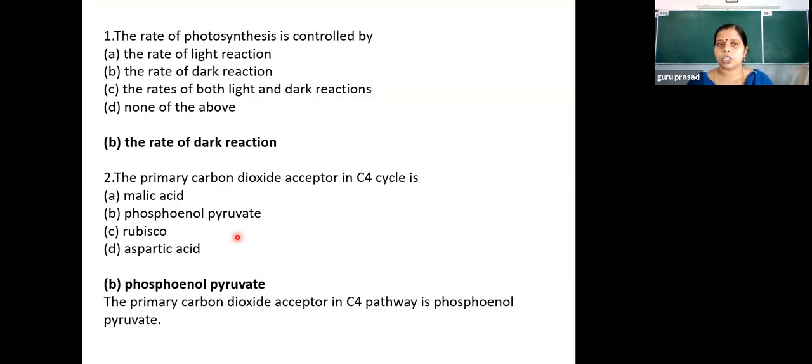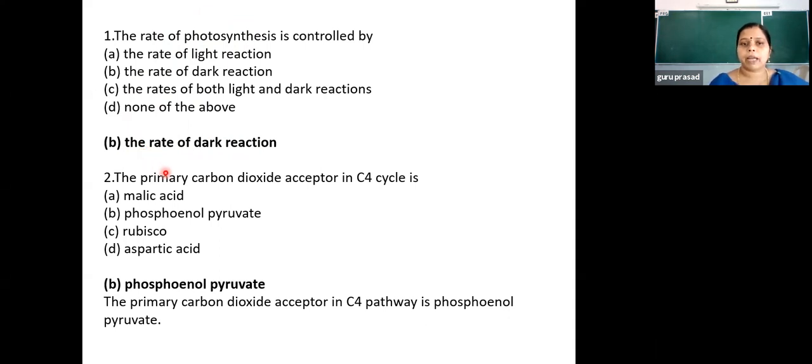So let's discuss some of the questions regarding this chapter. The rate of photosynthesis is controlled by which? The options given are the rate of light reaction, rate of dark reaction, rate of both light and dark reaction, none of the above. We know the correct option is rate of dark reaction, because light reaction is involved in the formation of energy-rich compounds, but the major product of photosynthesis is sugar, which mainly takes place in the dark reaction. Hence, the rate of dark reaction determines the rate of photosynthesis. So the correct option for this question is option B.